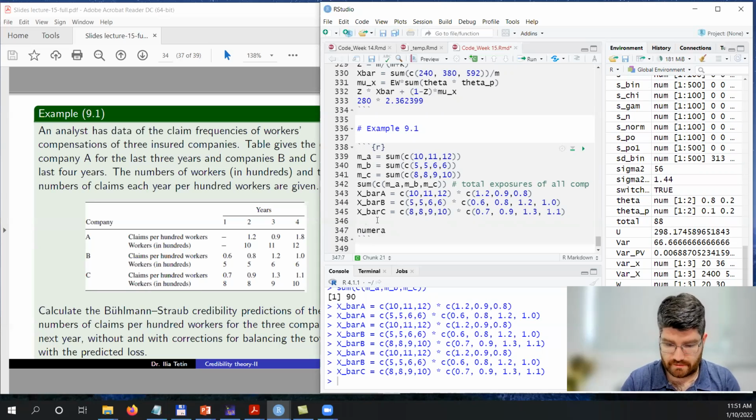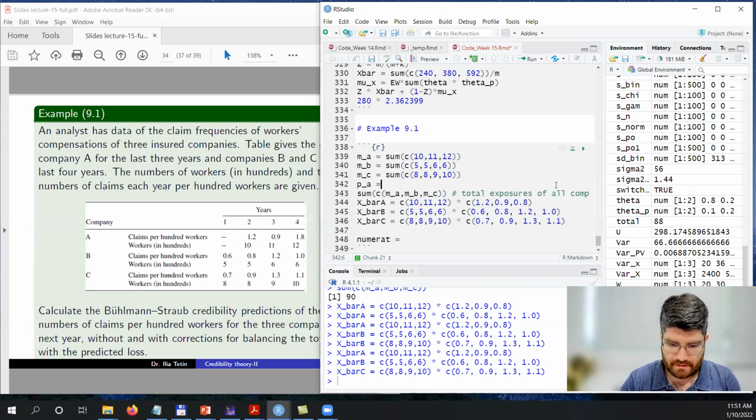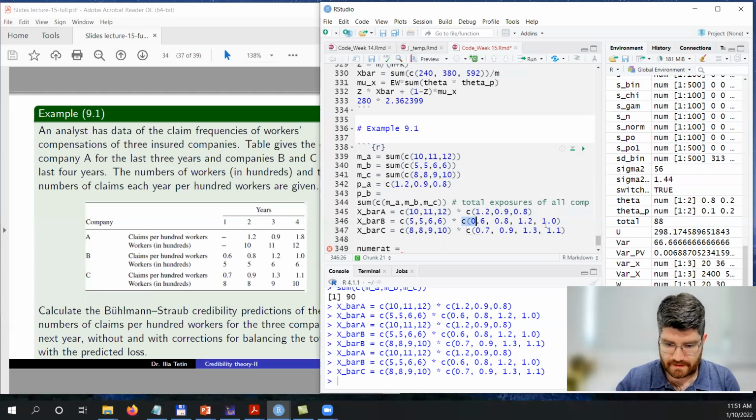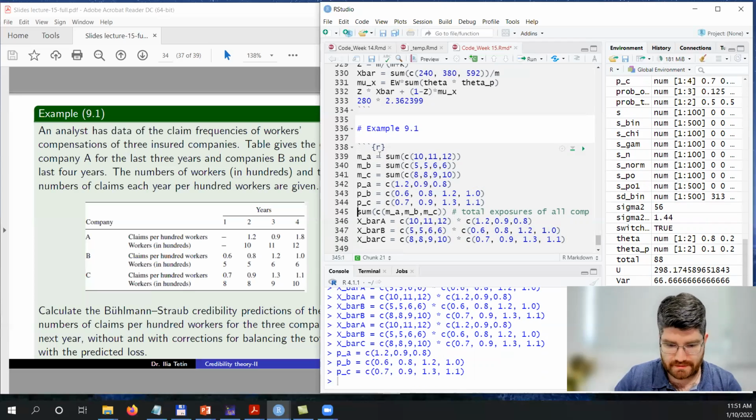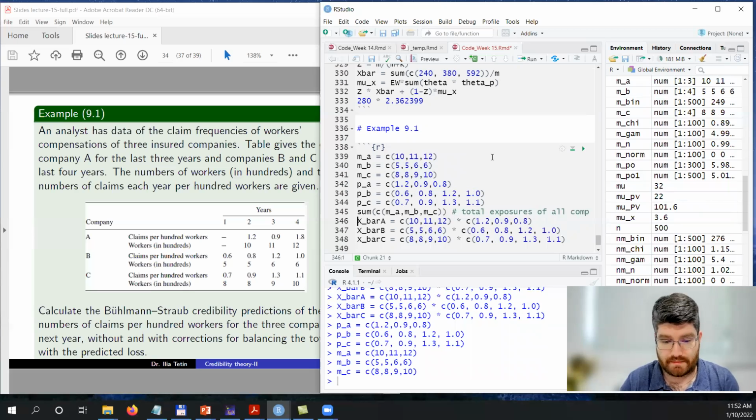The numerator will be calculated like that. So it should be, let me create, maybe it will be easier. PA, this is this value. PB, the second one. PC, this is the third one. Okay. Then maybe we need to get rid of the sums. Let's just leave it as plain vectors, and maybe it will be easier for us to calculate. So MA, MB, and MC are the vectors.